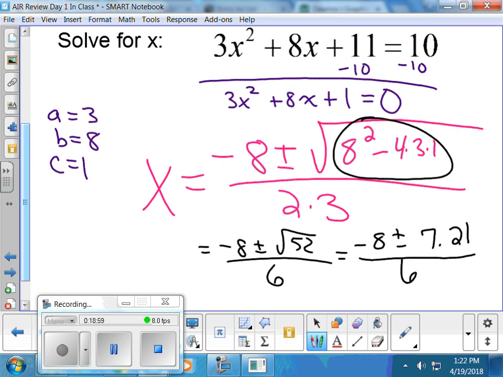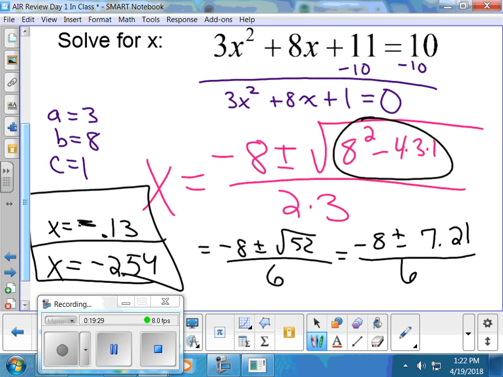So at this point, I'm going to do the math problem twice. I'm going to do negative 8 plus 7.21. Click Enter, divide by 6. That's your first answer. I'll just put it over here where I have some space. So my first answer is negative 0.13. Okay, that's better. And then the second answer is negative 8 minus 7.21. Divide by 6. Negative 2.54. Okay.